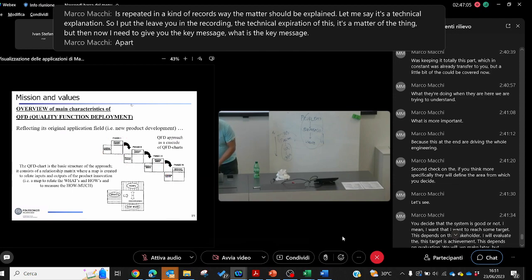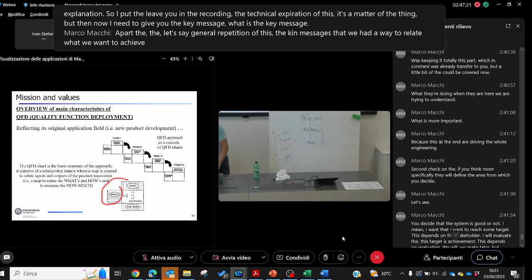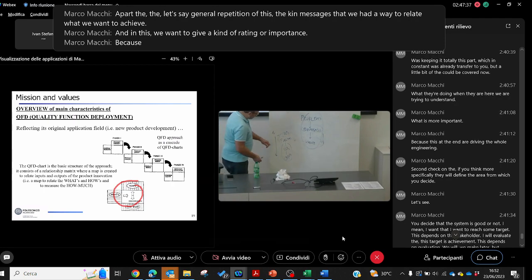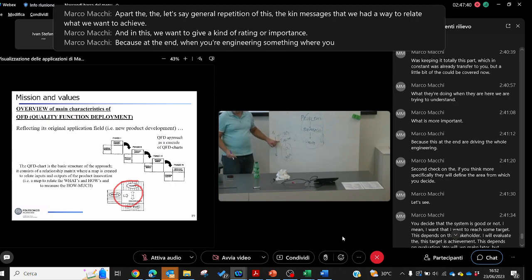Apart from the repetition of this, the key message is that we have a way to relate what we want to achieve to the way to achieve it. And in this, we want to give a kind of rating of importance. Because at the end, when you're engineering something, you should decide in which part you have to invest.